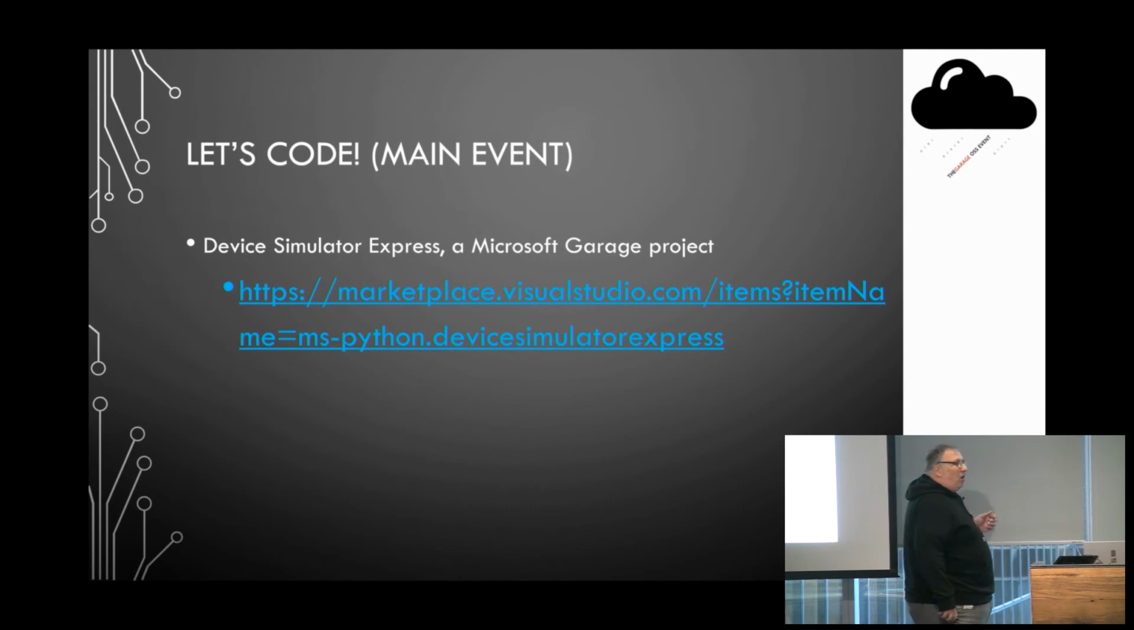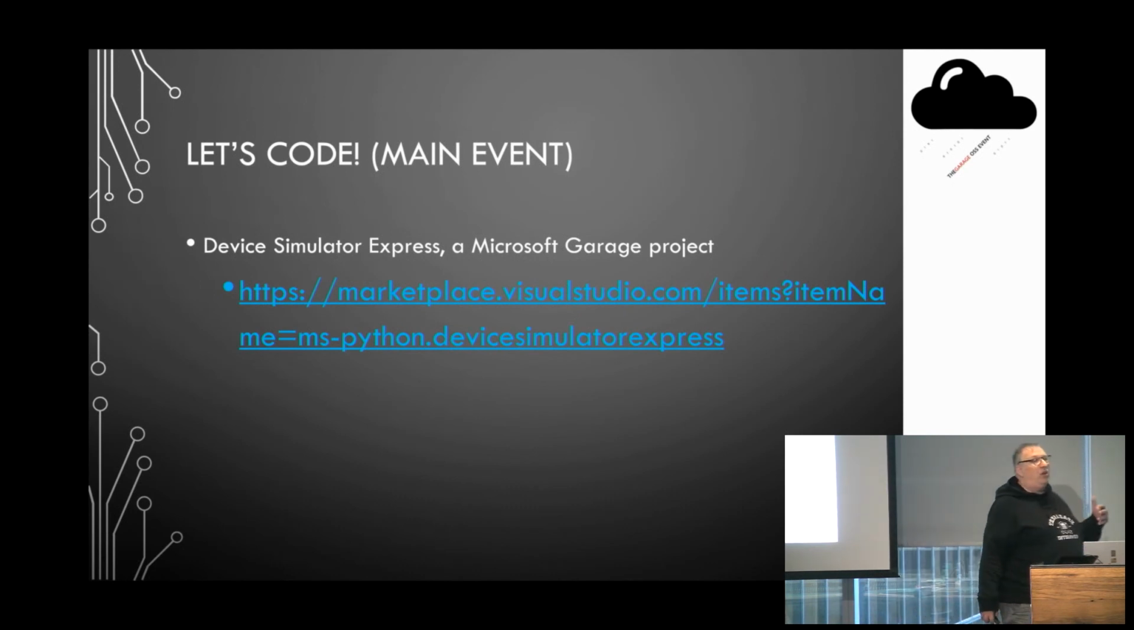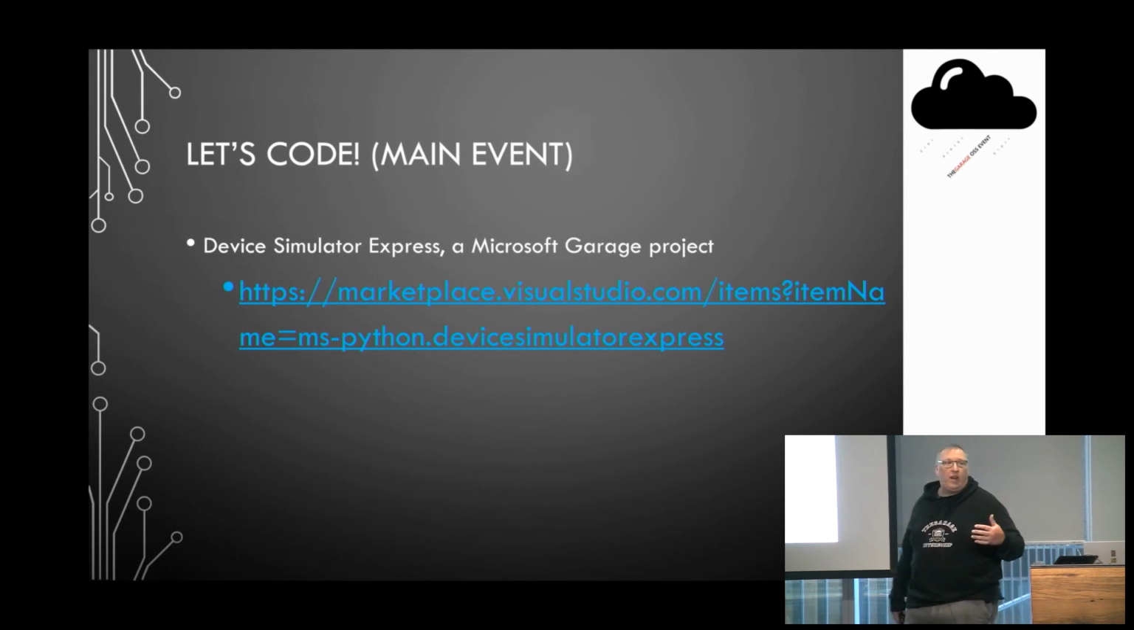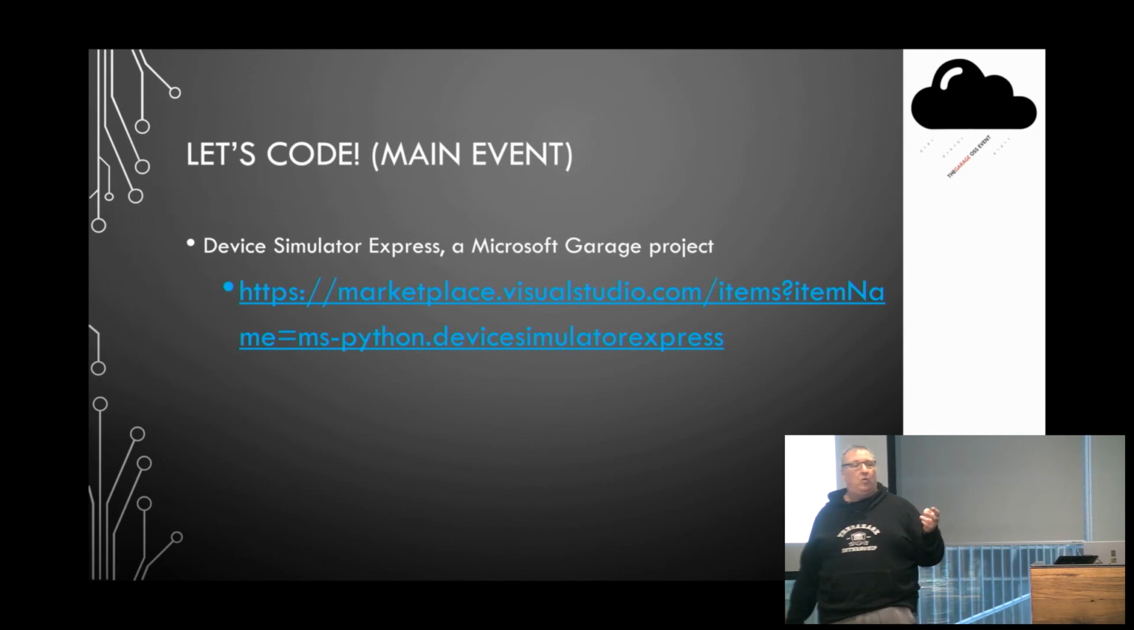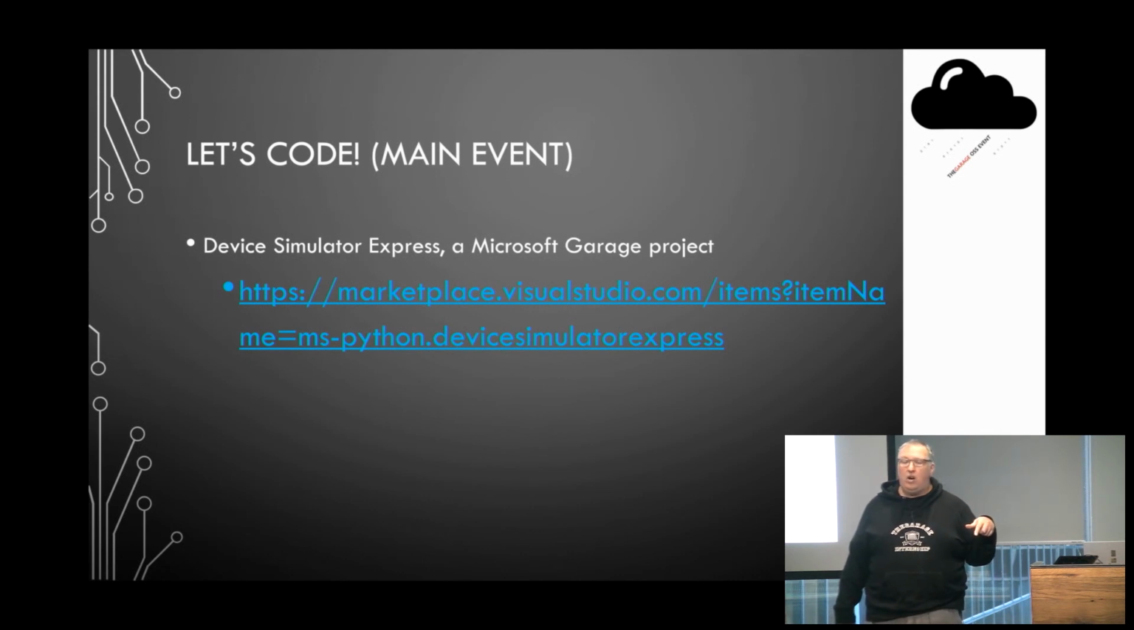Okay. So what you need to do, first step, is get your copy of Visual Studio Code up and running on your laptop. And there are two different ways we can do this. One, we want to install the Device Simulator Express extension. Two different ways we can do it. One is to go to the website, that one. Or the second one is inside Visual Studio Code.